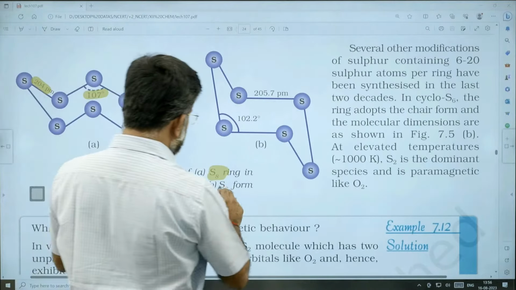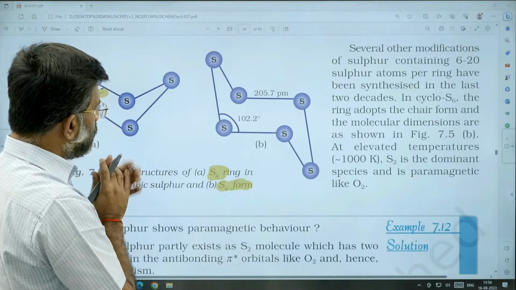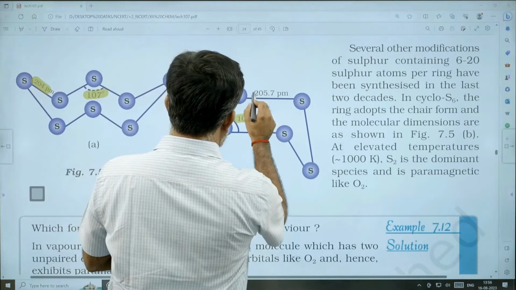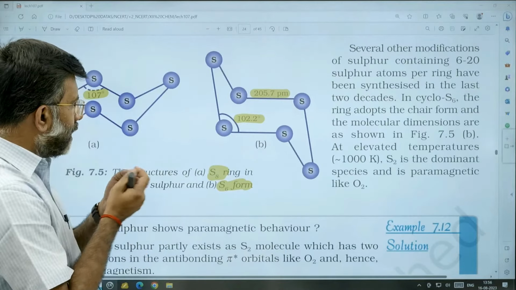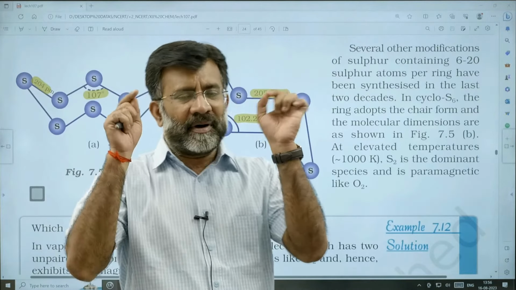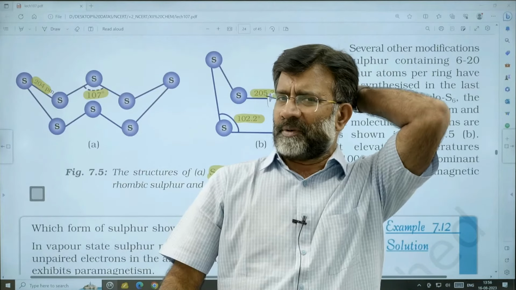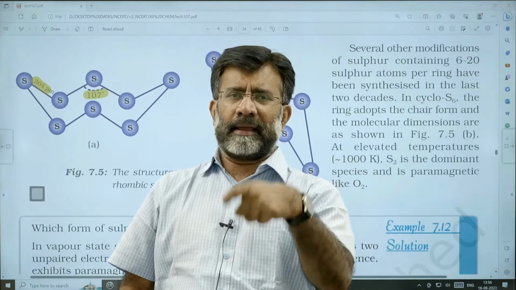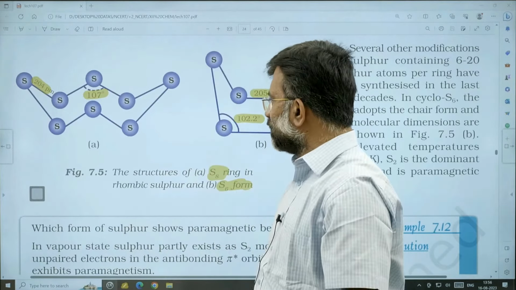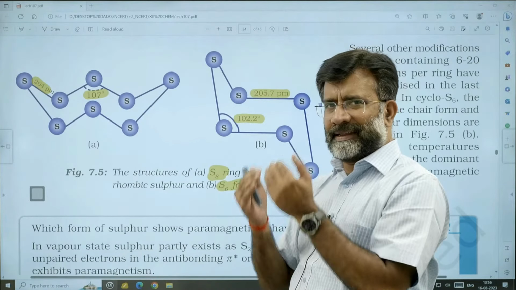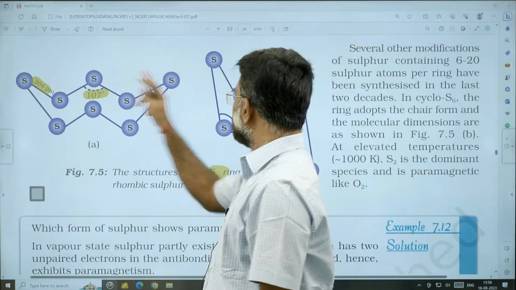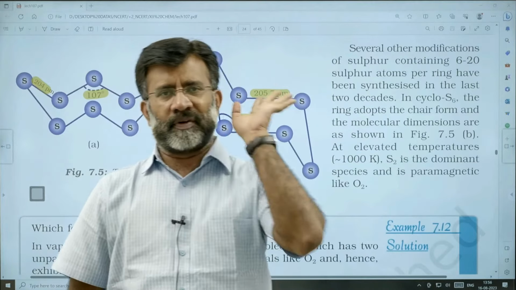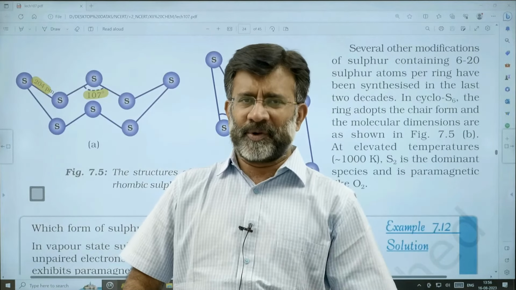There is also the S6 form in different conformations, a chair conformation, where the bond angle is slightly lower and, obviously, the bond length is slightly greater. These comparisons are very important and very simple to memorize. Bond length and bond angle are related. When the bond angle decreases, the bond length will increase. You see, 107, 105, a slight decrease in bond angle; 204, 205, a slight increase in bond length. Okay, all of you know that.